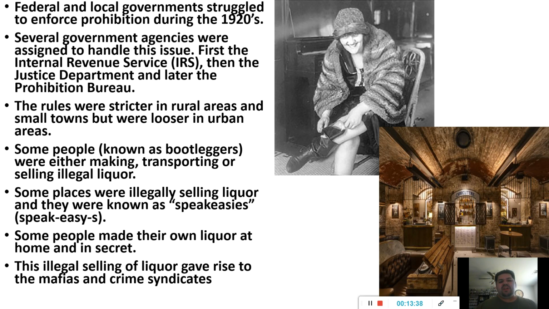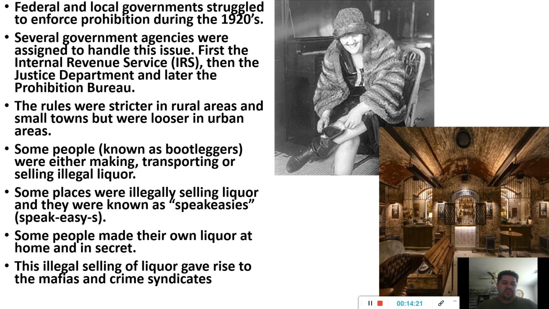Now, there were several government agencies that were handed the job of cracking down on who is selling alcohol, who's carrying it, things like that. First it was the IRS, the Internal Revenue Service, the people who mainly do the taxes. They were in charge of it. Then came the Justice Department. And then later, the government made their own group that specialized in finding people selling, buying, and transporting alcohol, and that was the Prohibition Bureau.